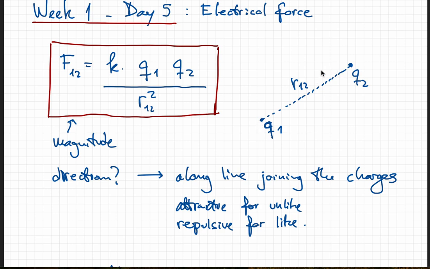If the two charges are of the same sign, then the force will be repulsive, so it's going to point out in that direction. If this is positive and positive, it's going to be repulsive. If this is negative and negative, it's going to be repulsive as well. On the other hand, if the two charges are of different signs, unlike signs, positive and negative, then the force will be attractive, and in that case the force will point towards the other charge.